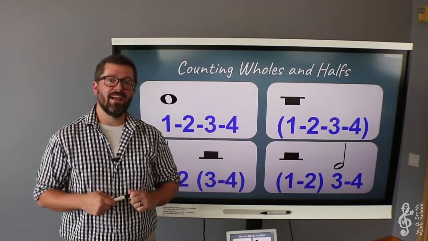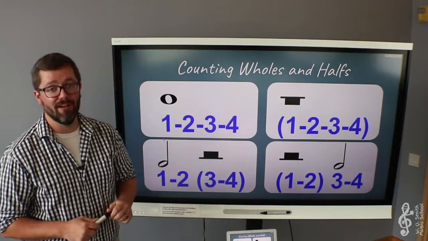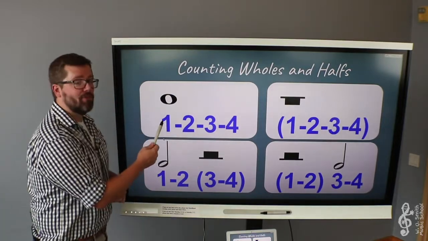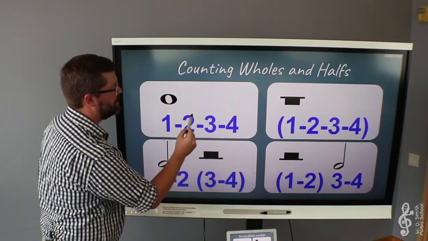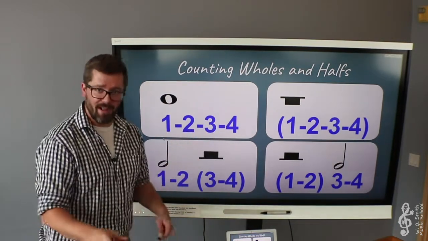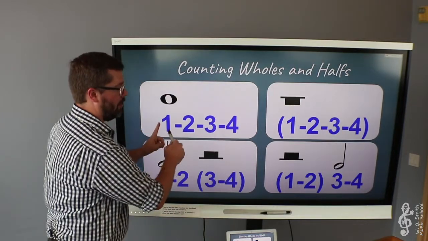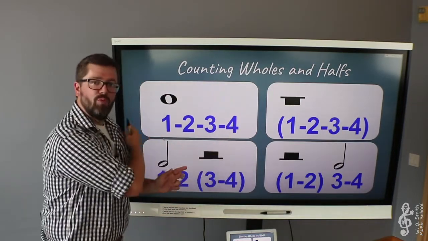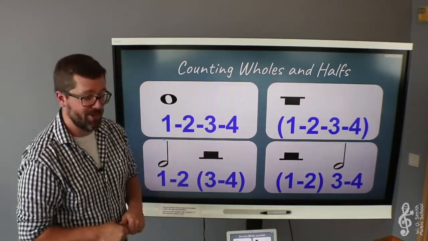All right, let's try counting some whole notes, whole rests, half notes, and half rests. Right up here you can see our first one is a whole note, and here's how you'd count it. So it's 1-2-3-4. It's not some crazy math problem, right? This is showing that from beat 1 all the way through beat 4, it is one continuous sound, so they're connected together by these little dashes, right?